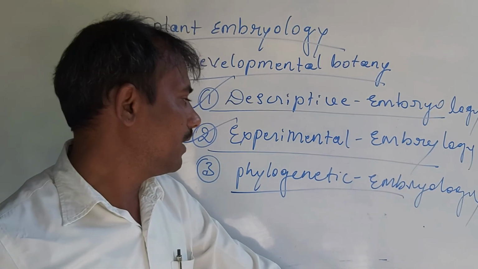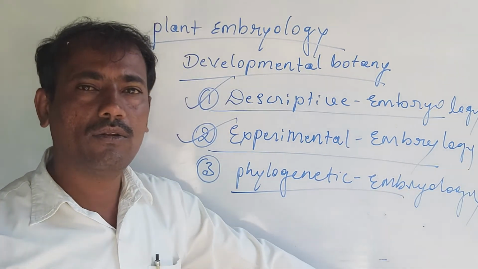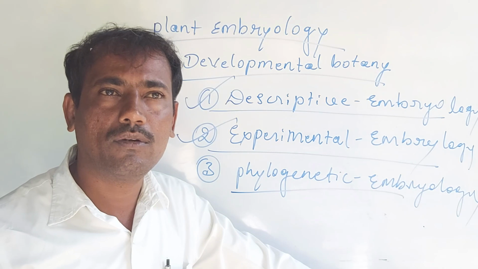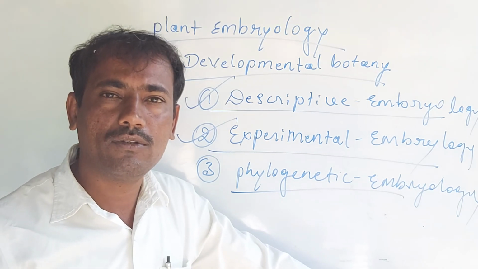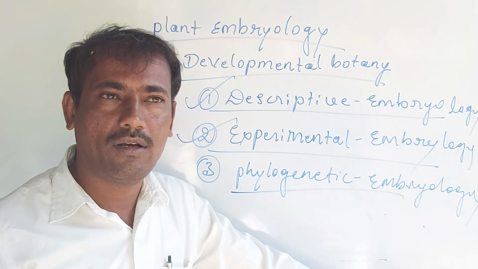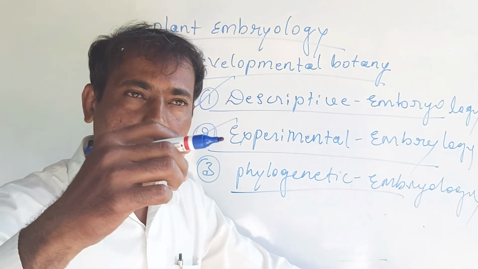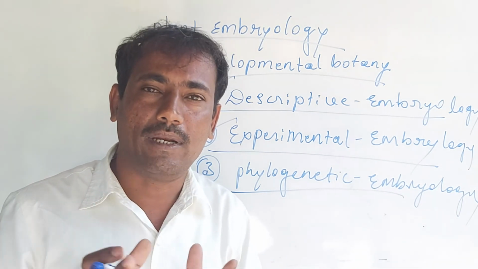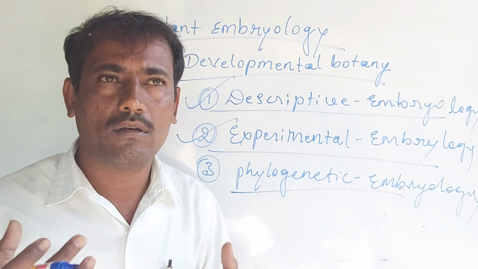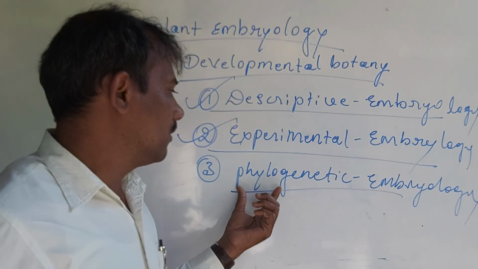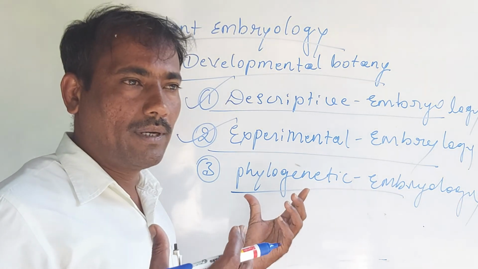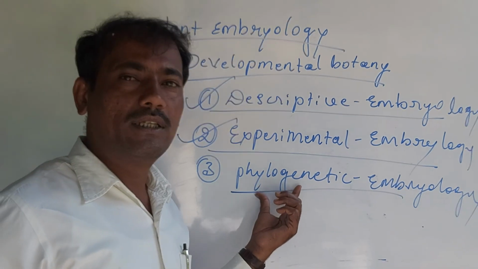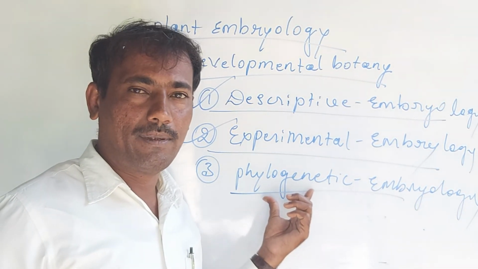Phylogenetic embryology gives us an idea about the origin and evolution of a particular plant, in other words the phylogenetic aspect of a plant. We can understand the phylogenetic aspect of the plant by following the phylogenetic embryological aspect of the plant itself.